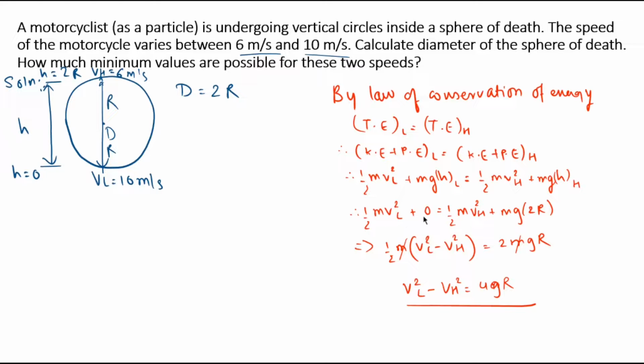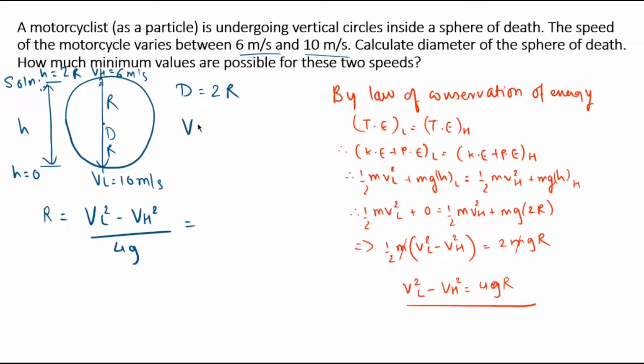So half m vL square plus 0, because the height at lower point is 0, equals half m vH square plus mg into 2r. The height at higher point is 2r. Taking half m vH square to this side and taking 1 by 2 m common, we can say that vL square minus vH square equals 4gr. So taking this equation, we can write the radius, which will be equal to vL square minus vH square upon 4g.